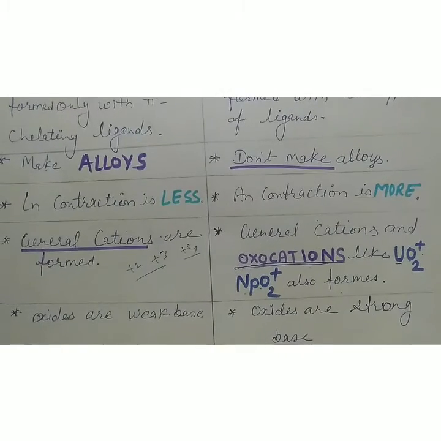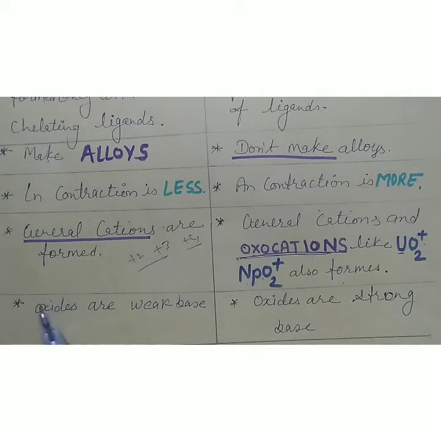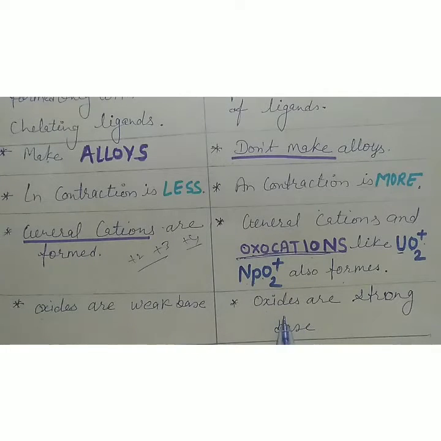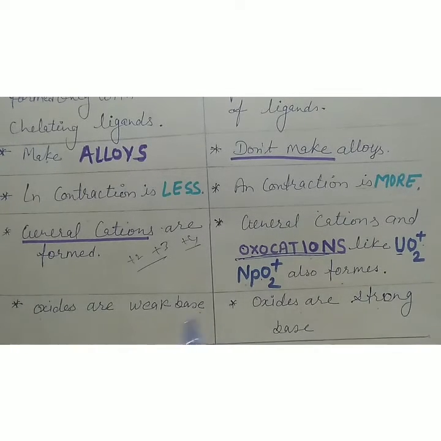The last difference of lanthanides and actinides is: lanthanide oxides are weak base while actinide oxides are strong base. Lanthanides and actinides both are metals, so these are basic in nature, but actinides are of larger size than lanthanides. As size increases, ionic character increases. As ionic character increases, basic nature also increases, as we have discussed already. So actinides are strong base, while lanthanide oxides are weak base. It is the comparison between the actinides and lanthanides.